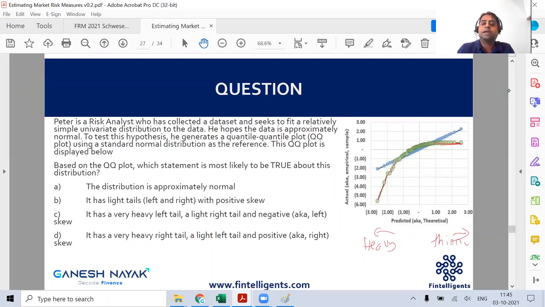So what should be the answer, guys? C. Right? The same logic which you talked about. We gave you an example also. Heavy left hand side, right side being very light, and hence it is negatively skewed. Okay, this question might seem very difficult, but it is very simple.